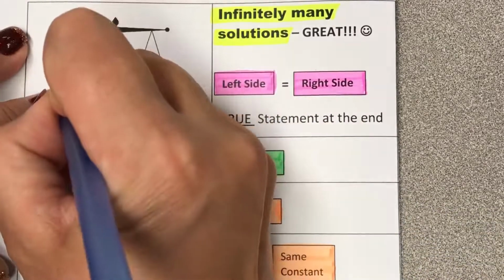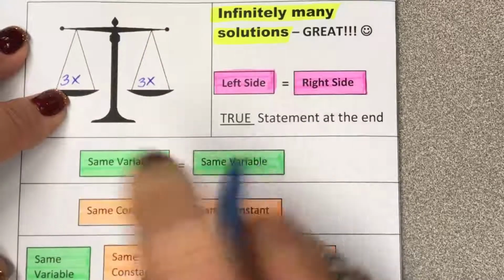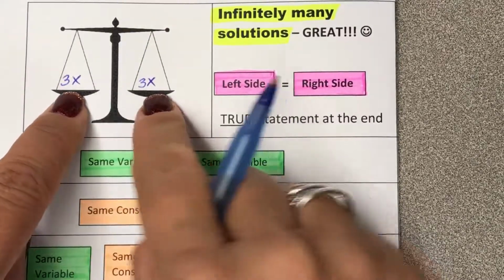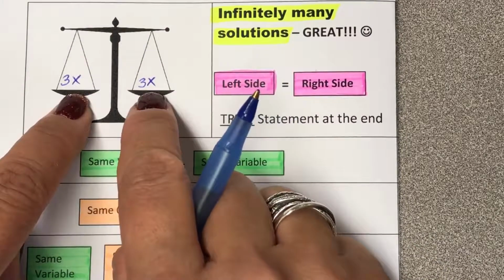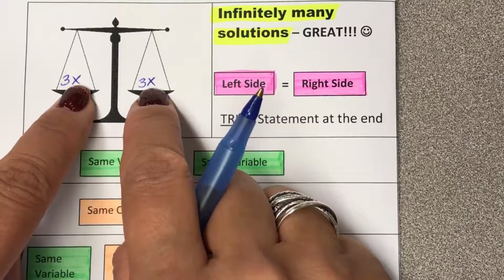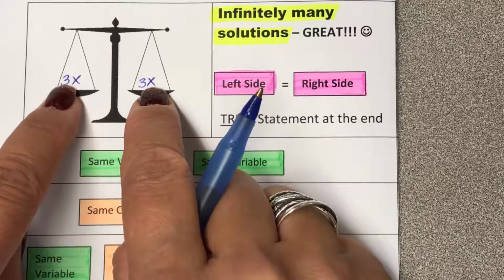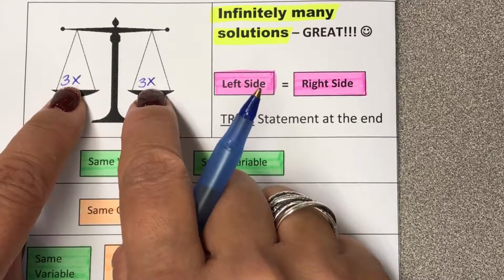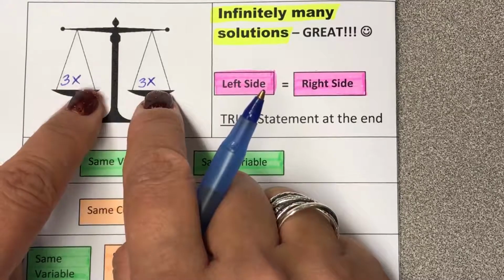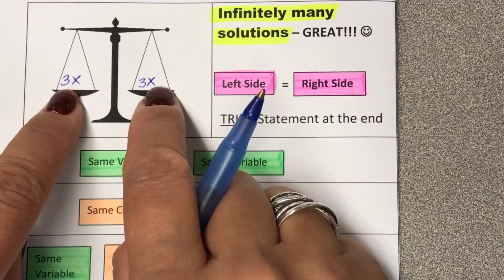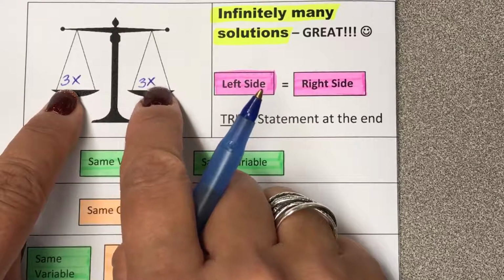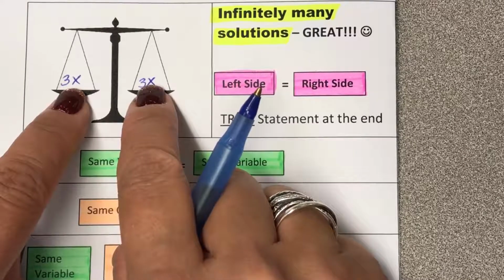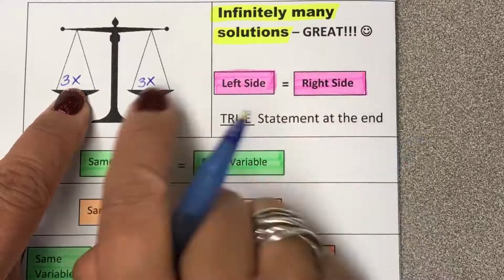Same thing, let's go with 3x and 3x. That means whatever is on this side equals this side. So the x can be 1, then 1 times 3 is 3, and 1 times 3 is 3. So it will be 3 on each side. What if x is 2? Then 2 times 3 is 6, and 2 times 3 here is 6. 6 will equal 6. That will be a true statement.